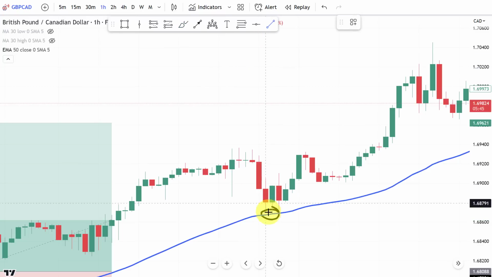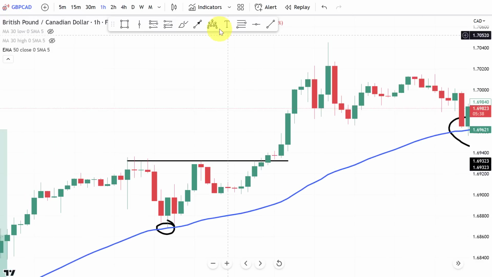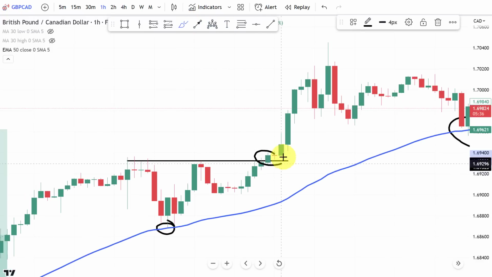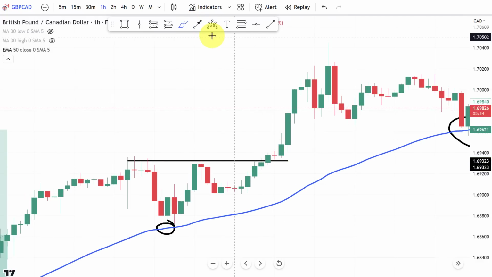So again, we do the same thing. We look for the market touching the moving average. Then we look for some type of horizontal level that we can work with. And then here you can see we could have used this as a re-entry opportunity.